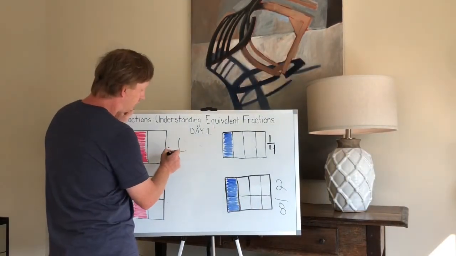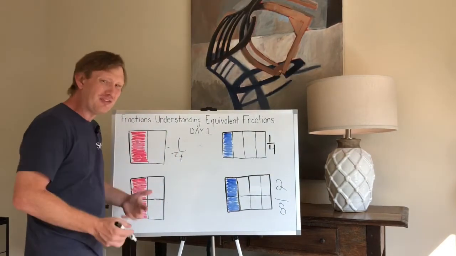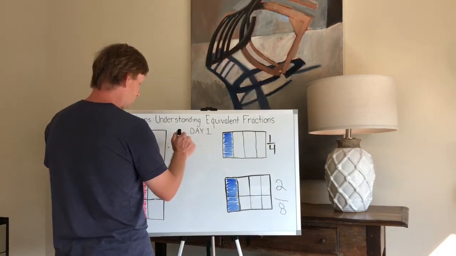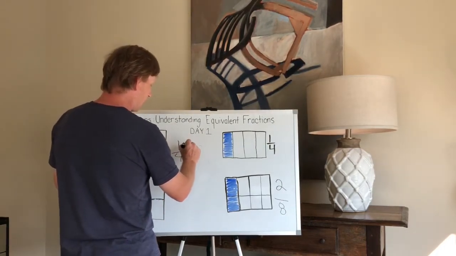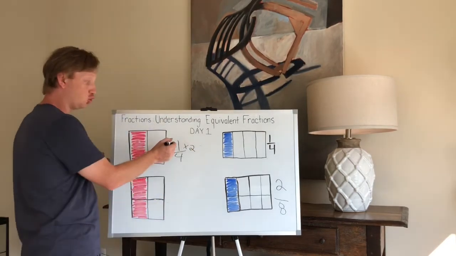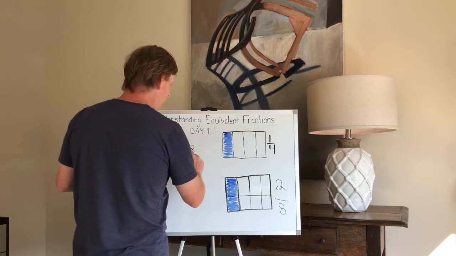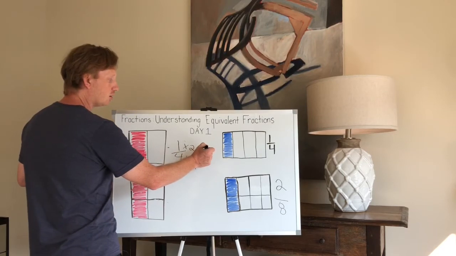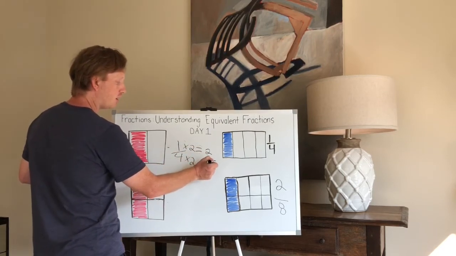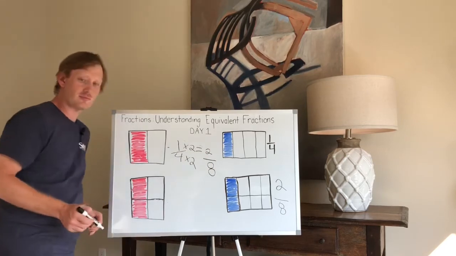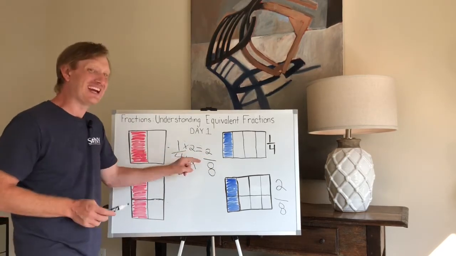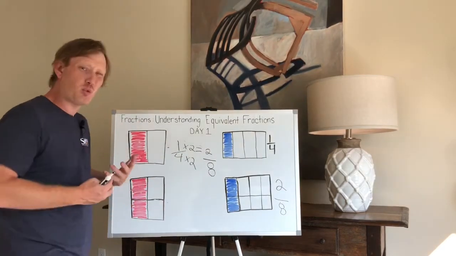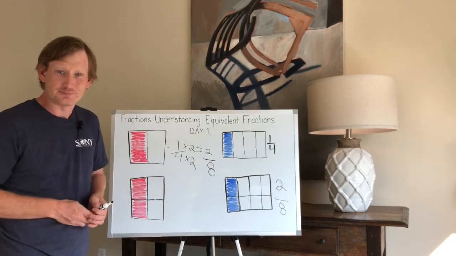So if we had taken our 1/4, and we wanted to find out what's the equivalent fraction if you double it, we'd multiply the top by 2, the numerator, multiply the bottom by 2, the denominator, and we would get 2/8. Eventually, this is going to be the main way that we do it. This is the mathematical way to do it. But for now, if the pictures are the way that helps you the best, that's okay.